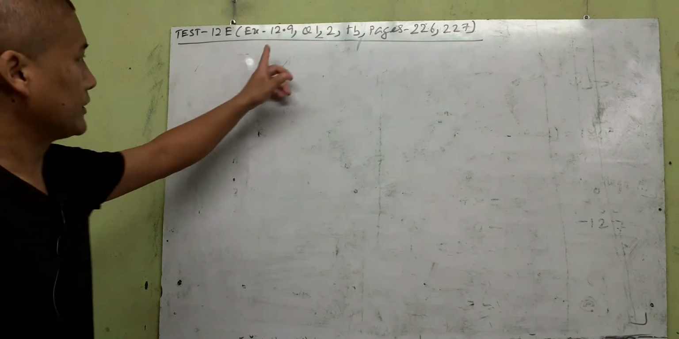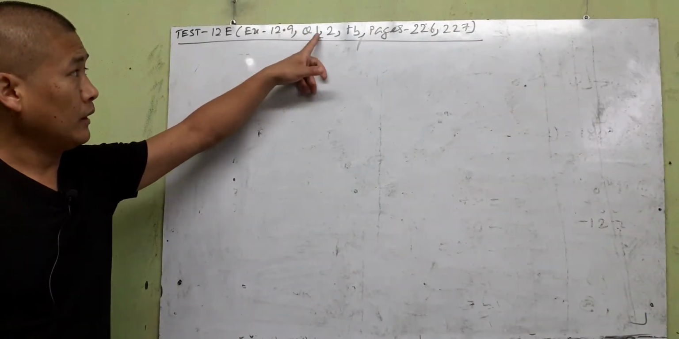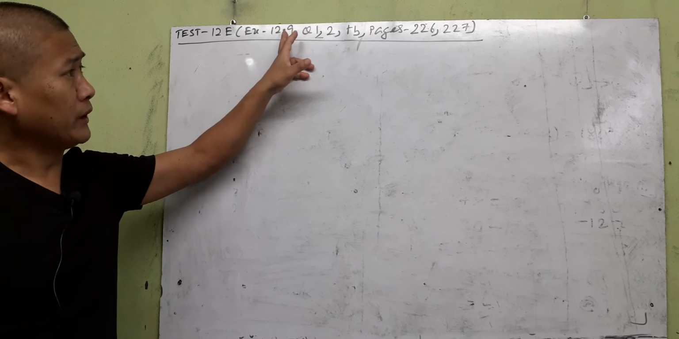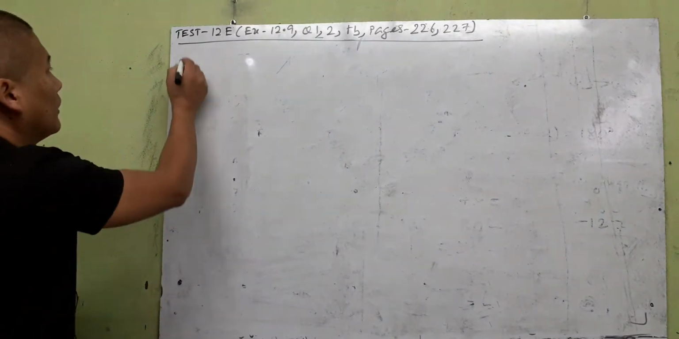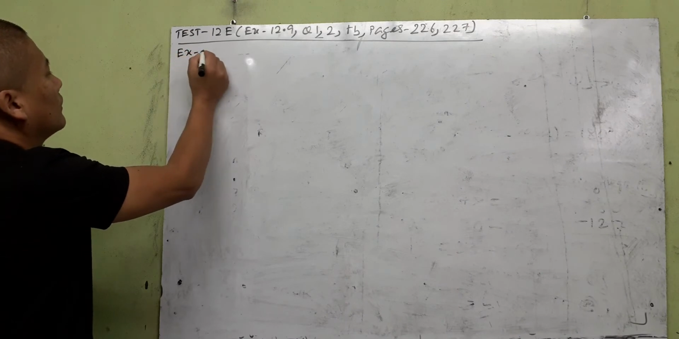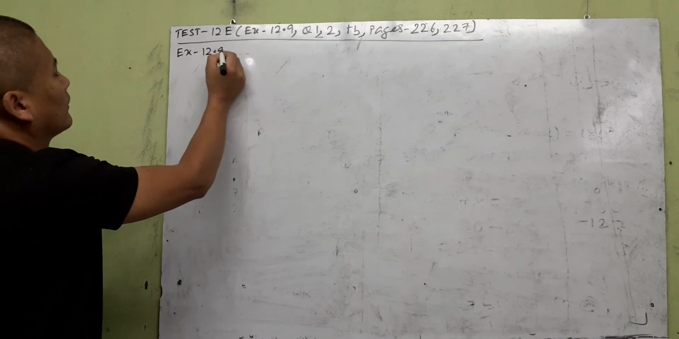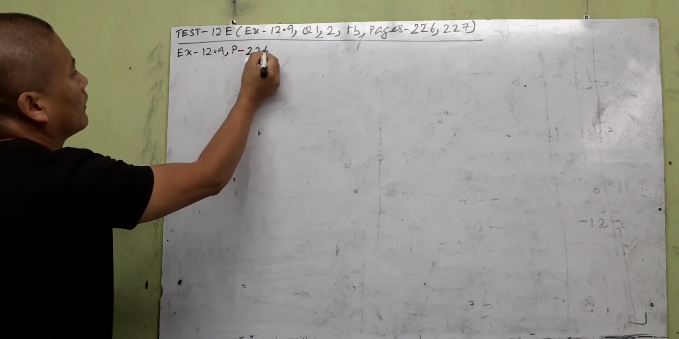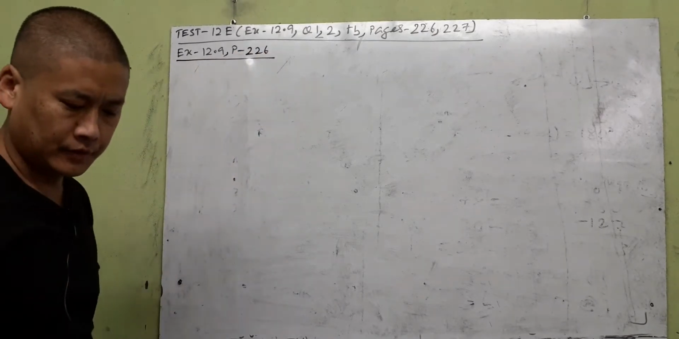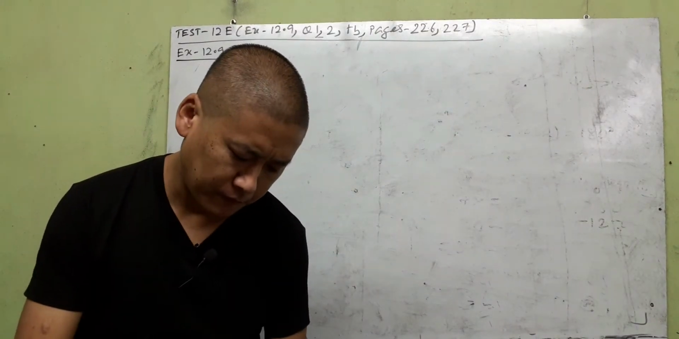Okay, so in this numerical test, we're going to do these three numericals. Let's go to example 12.9, which is on textbook page 226. There, a figure is given to us.